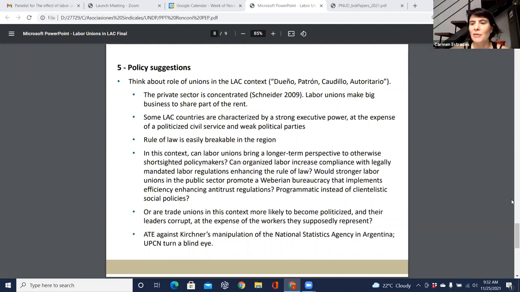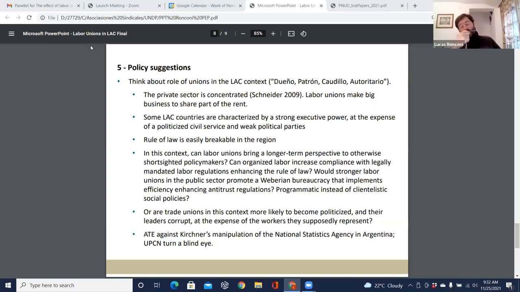So in the meantime, I have a question, just because we have people connected from other regions. Have you been researching what happens in other regions in the world with labor unions, and how that compares to Latin America? It's a very wide question. It's a good point, Carmen.